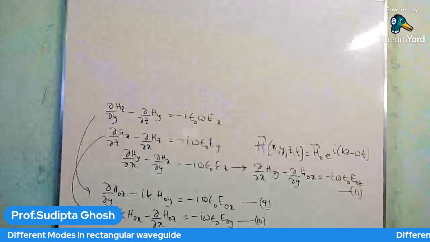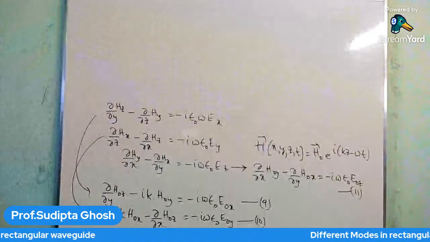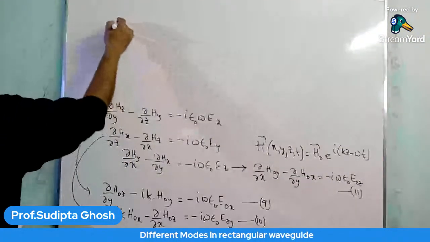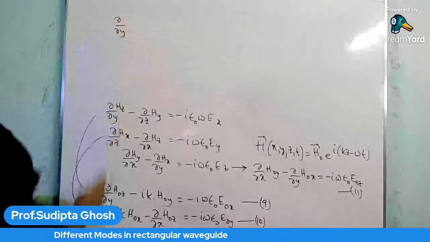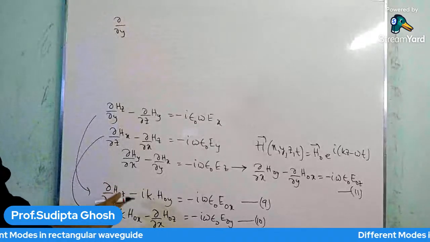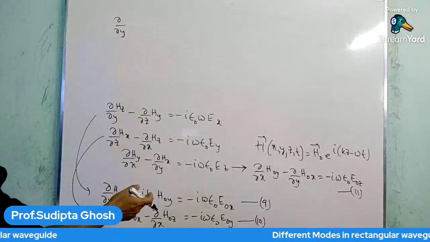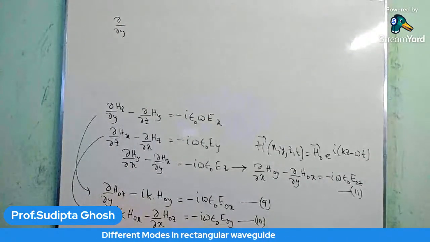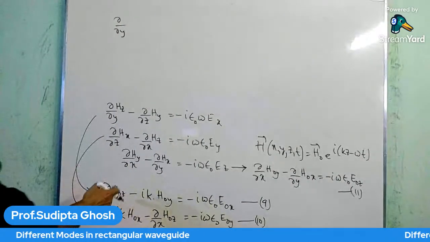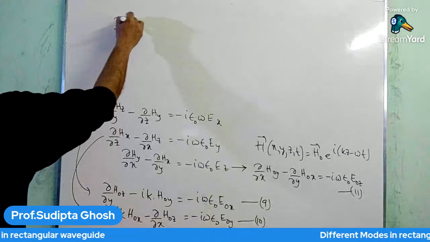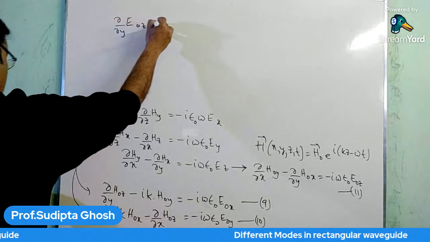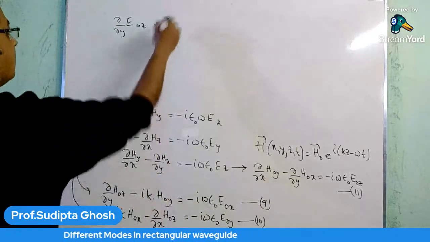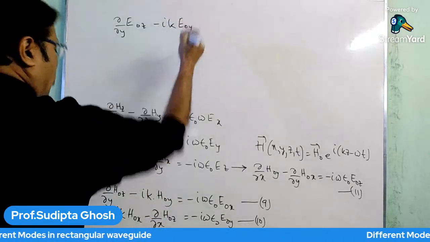So you can write the values as del y of HOZ. Similar equations can be found by using the electric field. So you can write del y of EOZ, then minus IK, and here it was HOY. For the electric field it will be EOY.